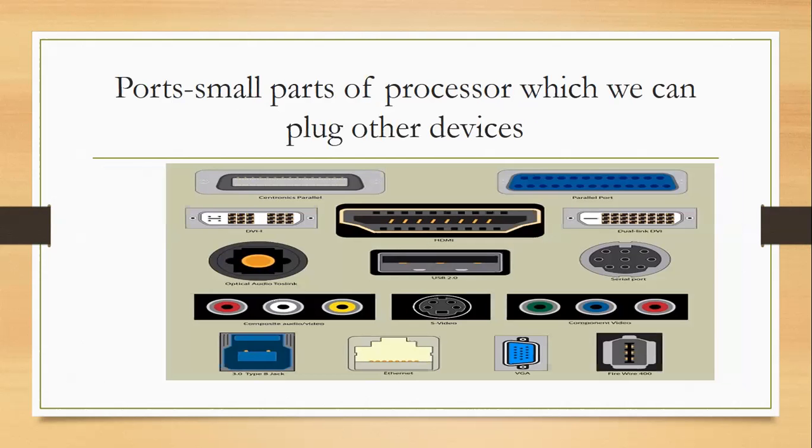And I should mention ports. So what are they? Ports are small parts of the processor into which we can plug other devices. They are mainly located at the back of the PC, and they are used to connect other devices like mouse, keyboard, scanners, printers to the PC itself. And they also have their own role in the processing of the PC.